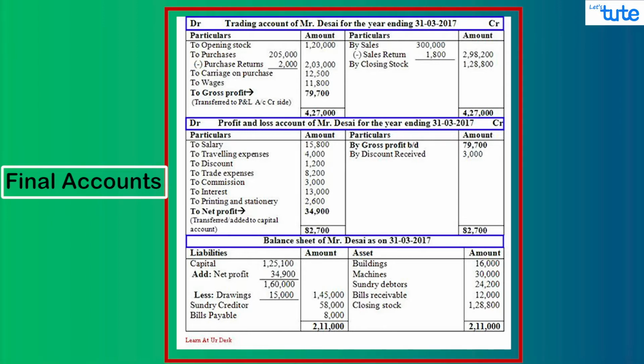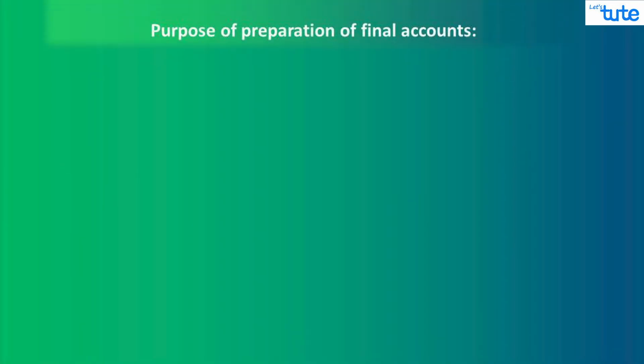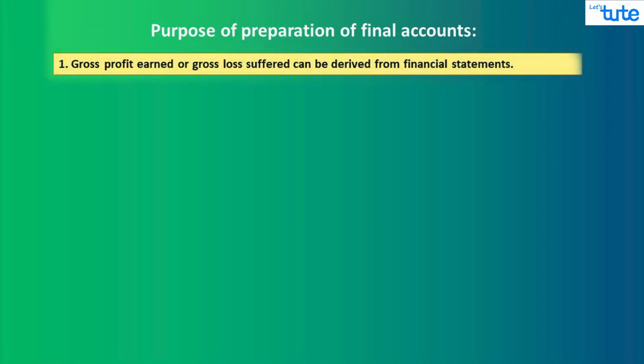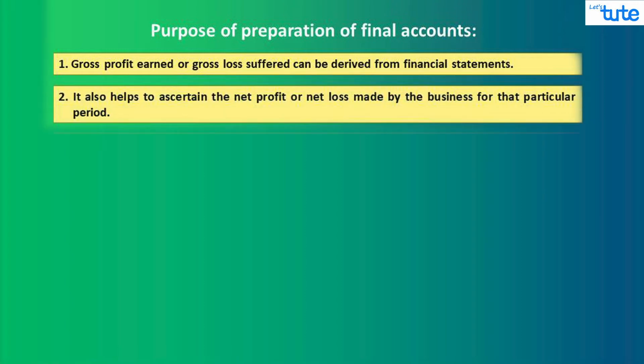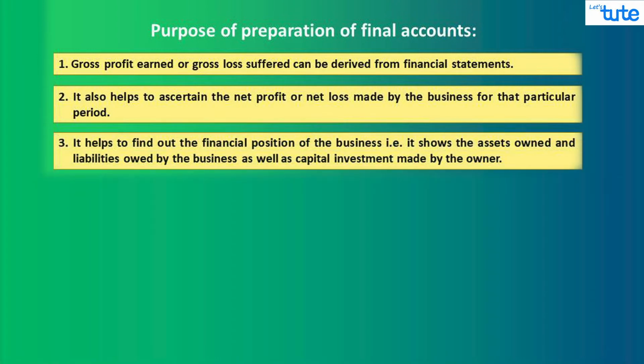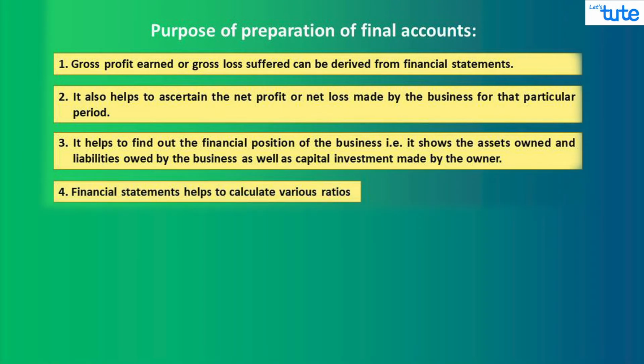Before discussing this in detail, let's quickly discuss the necessity or purpose of preparation of final accounts. Firstly, gross profit earned or gross loss suffered can be derived from financial statements. It also helps to ascertain the net profit or net loss made by the business for that particular period. It helps to find out the financial position of the business. That is, it shows the assets owned and liabilities owed by the business as well as capital investment made by the owner. Financial statements help to calculate various ratios.